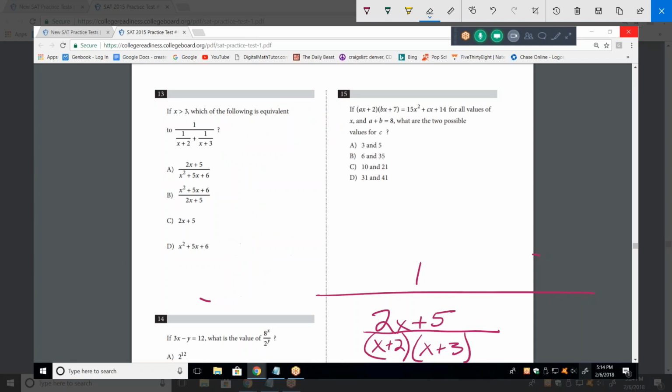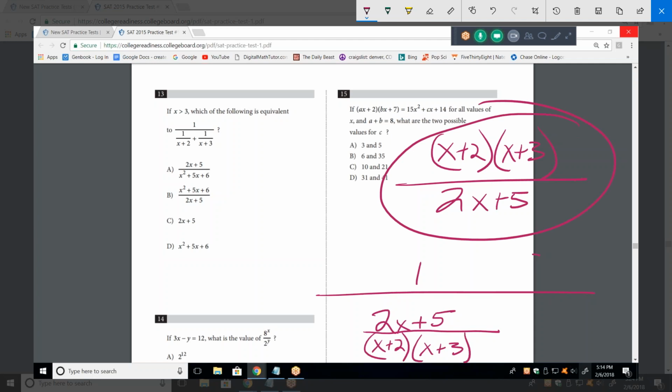Okay. So now, how am I going to rewrite this? Well, how do I divide by a fraction? You do x plus 2, x plus 3, and then put the 2x plus 5 on the bottom. Okay, now we still don't yet have to multiply those two together. Haven't needed to yet.